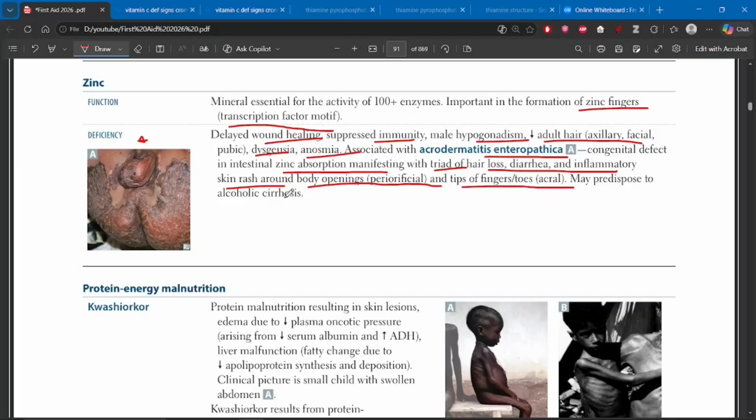It can also predispose to alcoholic cirrhosis. So all of these are quite important, very important to remember, especially acrodermatitis enteropathica. It's very important.